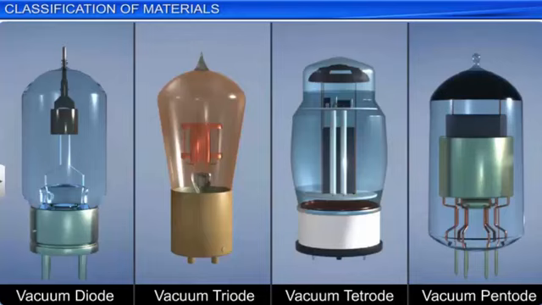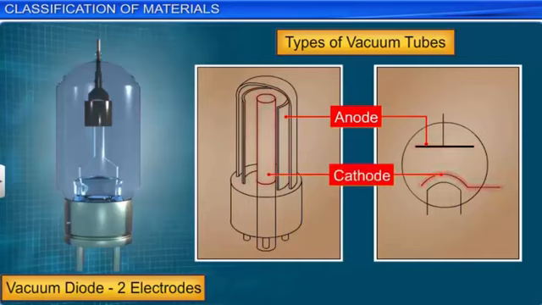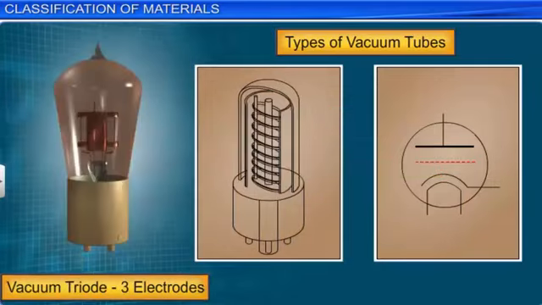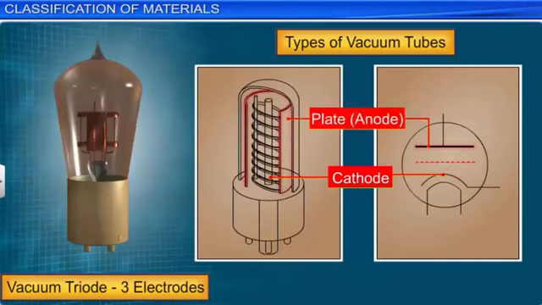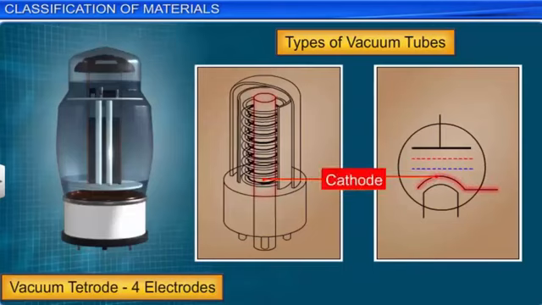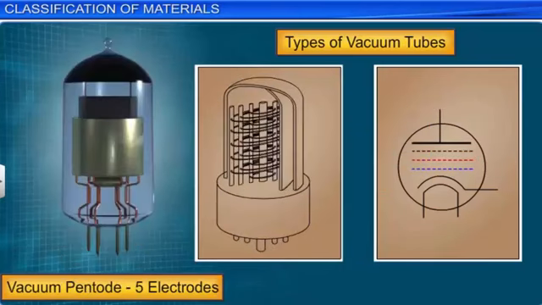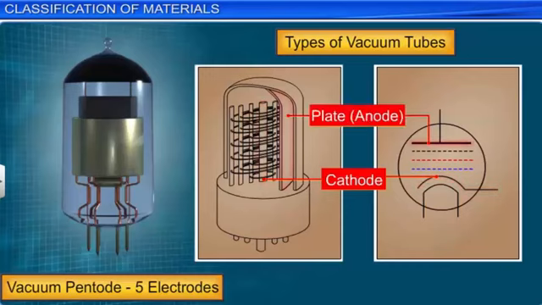Some of the common types of vacuum tubes used are the vacuum diode, the triode, the tetrode, and the pentode. The vacuum diode has two electrodes, an anode and a cathode. The triode has three electrodes, a cathode, a plate, and a control grid. The tetrode has four electrodes, a cathode, a plate, a control grid, and a screen grid. And the pentode has five electrodes, a cathode, a plate, a control grid, a screen grid, and a suppressor grid.